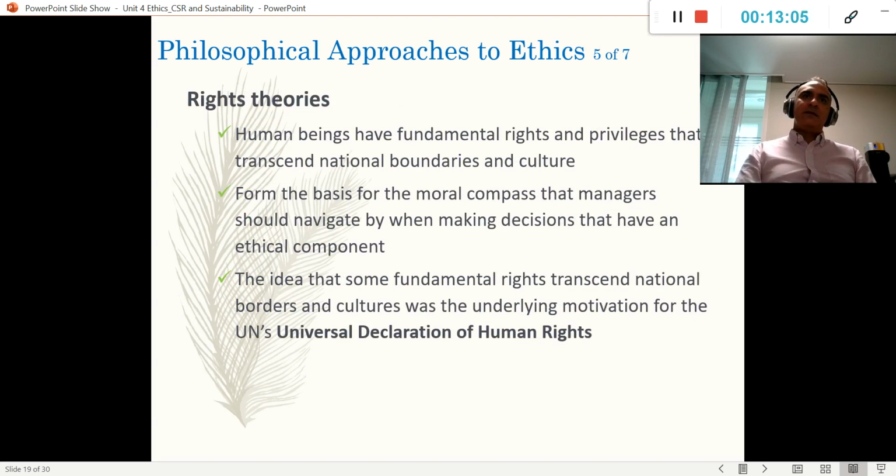Then we have the rights theories. In this one, we just mentioned that there's a set of rights that all people must have. So the right to speak, the right to rest, the right to communicate, many fundamental human rights. With these fundamental human rights, we say that everyone must have access to those rights regardless of where they come from, what they do, how they do it.